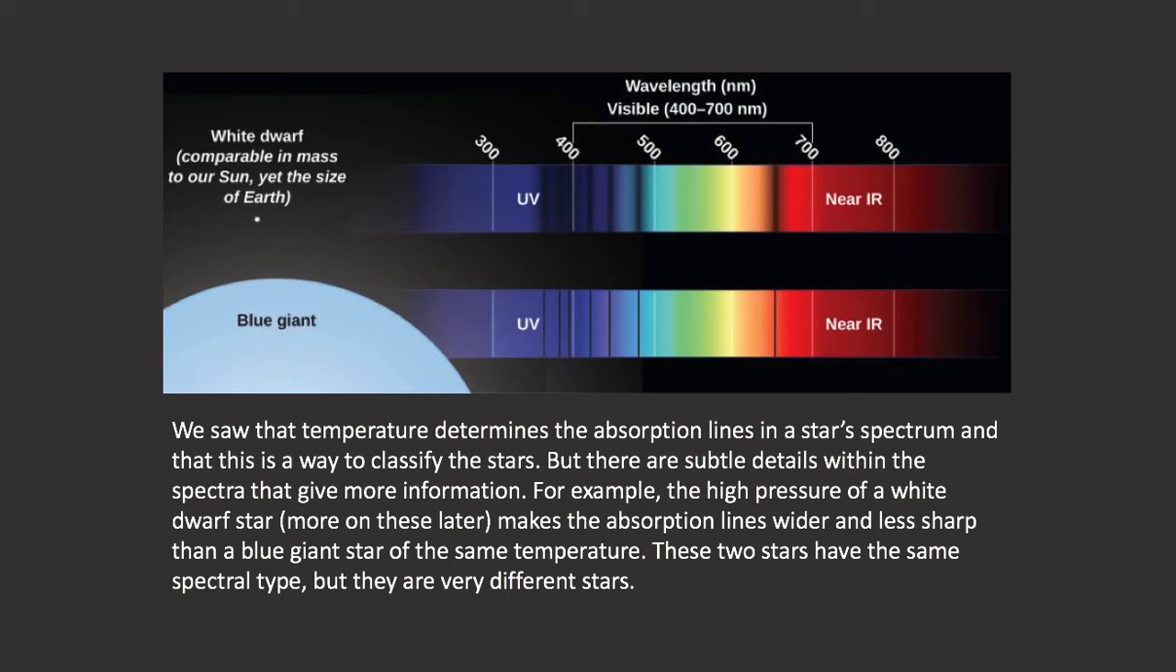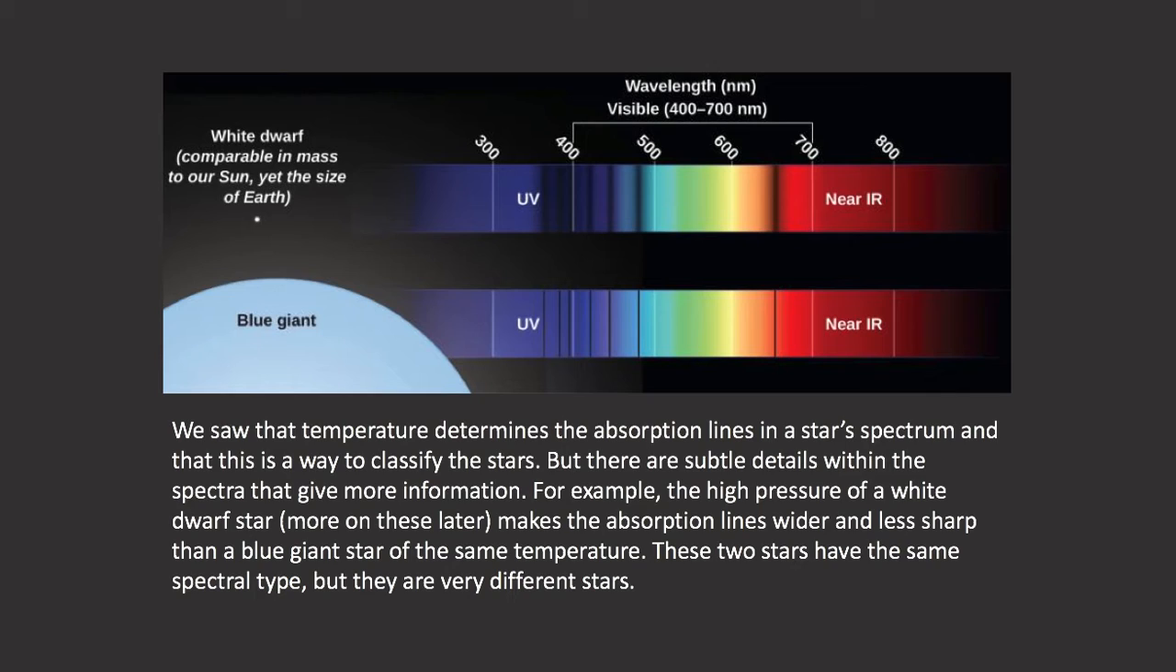Now in the picture here, there are two stars. One's called a white dwarf. In parentheses there, it's telling you a little bit about it. It's similar in mass to the sun, but it's the size of the Earth. So it's a very small star, but it's very massive. It's as massive as the sun. And then below it is a blue giant, which is, as it says, a giant star. It's a very, very big star.